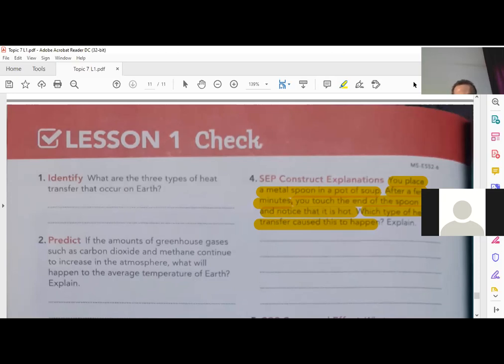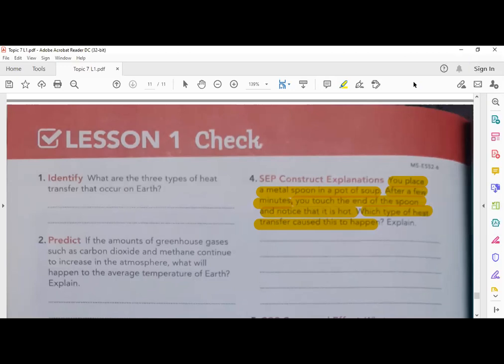That's right. Conduction. Yes, the metal spoon gets hot because of conduction. Heat moves from the soup to the spoon by conduction, not by convection and not by radiation.